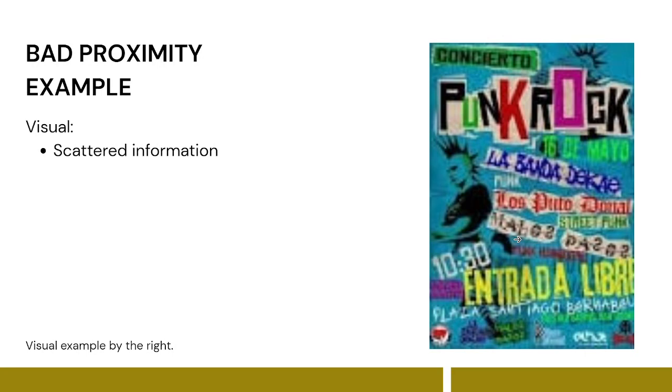Now, let's look at an example of bad proximity being used in a design. You can see here that though there's something here, concerto, punk, rock, and the rest of the text is blurry. Like I said, by the left section, I put the description of this flyer there. Scattered information. The text are being placed randomly and you can barely understand what this flyer or this poster is trying to communicate. So this is an example of bad proximity being used in design.